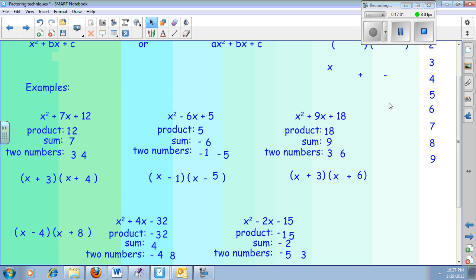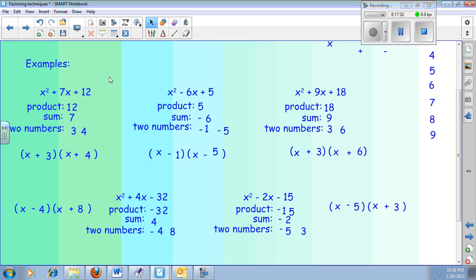So we're ready for our parentheses. We'll bring our parentheses down, start with our x's, and then we have to subtract 5, because negative 5 is one of the numbers, and then we will add 3, because 3 is the other number. Again, to check it, FOIL it back out and see if you get your original expression.